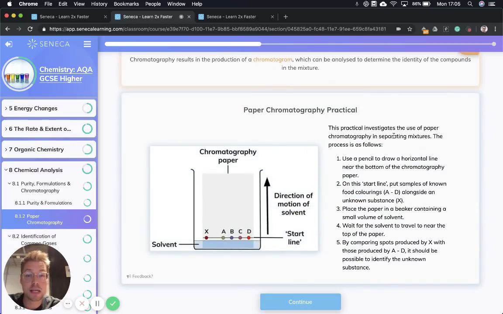So let's go over the steps of the paper chromatography practical. I bet you can't wait to do this. It's such a fun practical.